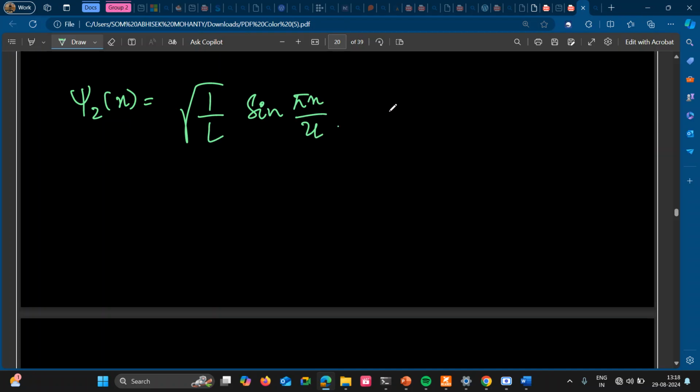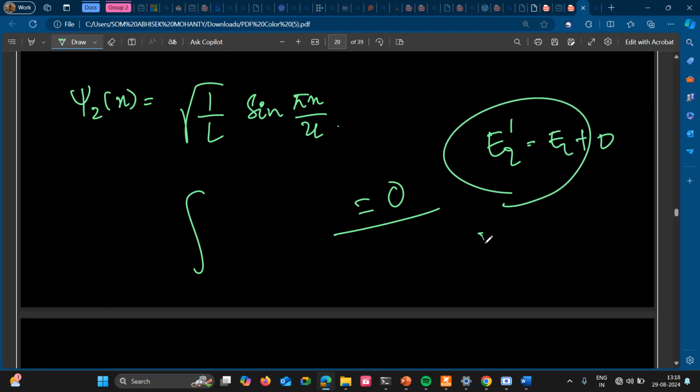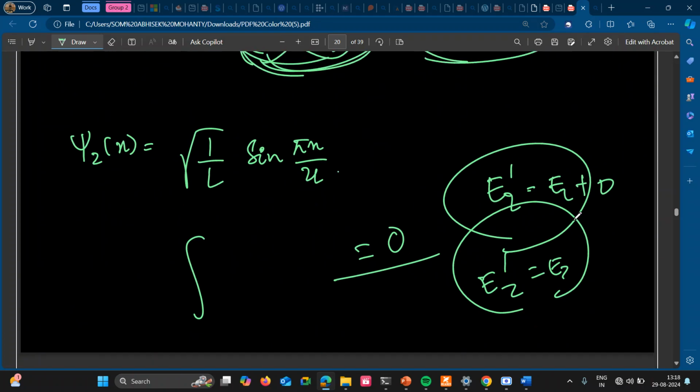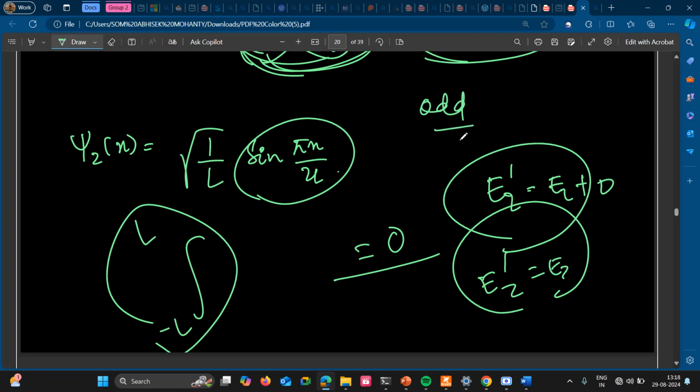First excited state, that means psi 2. So psi 2 x should be root of 1 by L, here it is sine, sin x by 2L. The integration of it we got 0 in the previous case, so we can directly say it is 0. So the energy E2 dash is E2. Otherwise, if you are confused, this is a symmetric potential and this is an odd function, so it will be 0 only.